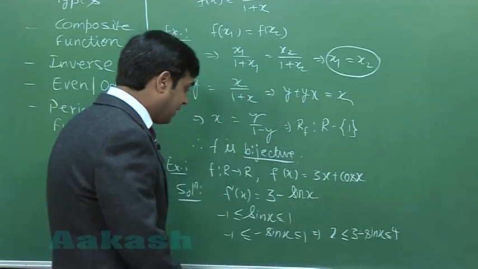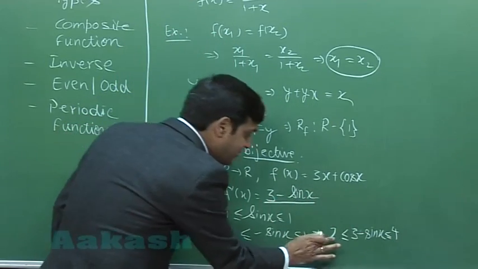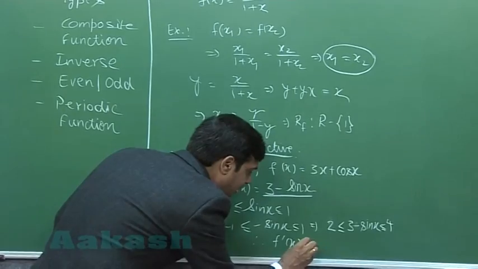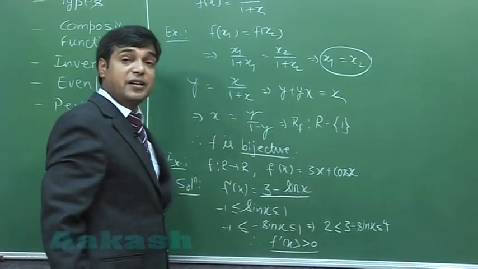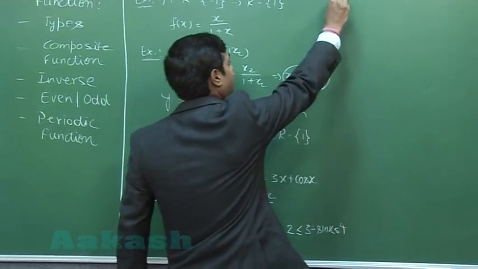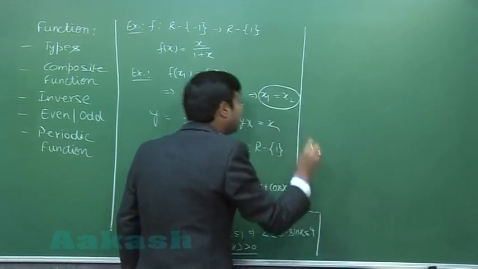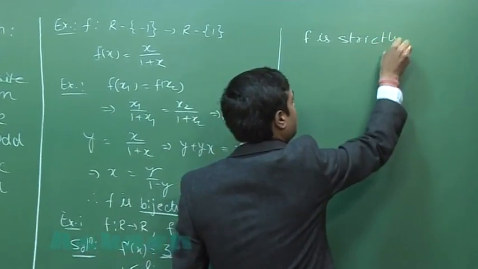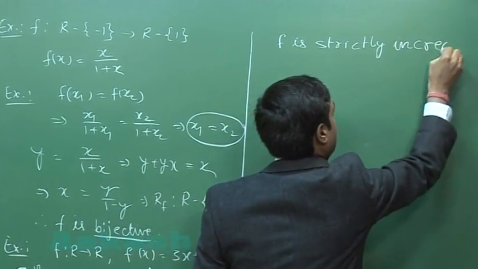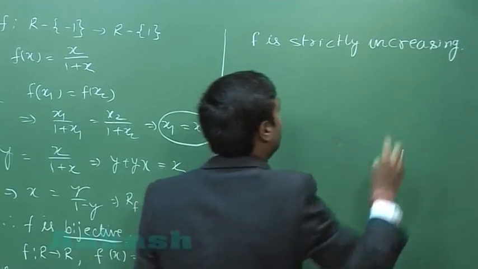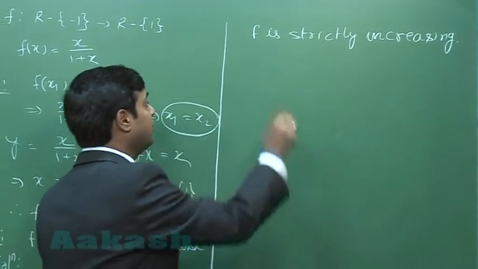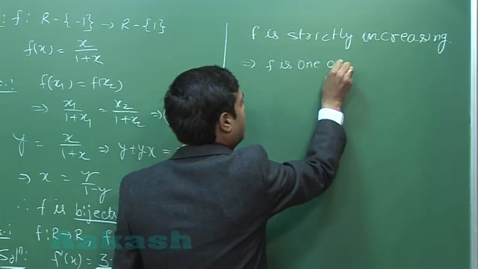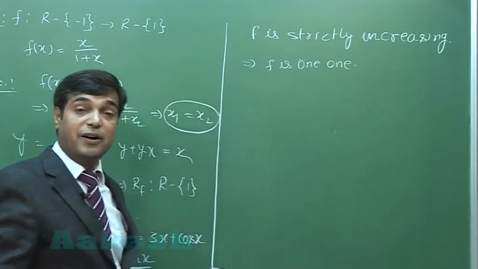So we can clearly say that since f'(x) is between 2 and 4, f'(x) is always positive, giving me the conclusion that the derivative is always positive, meaning that the function is strictly increasing. When this function is strictly increasing, we can say f is one-one. First job is clear, the function is one-one.